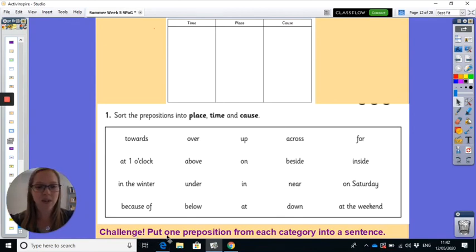And your challenge, if you want a challenge, is to put one preposition from each category into a sentence. So underneath your table, have a go at writing one sentence for each category. You don't have to write a sentence for each word. Choose one time preposition, put it into a sentence, one place preposition, put it into a sentence, and one cause preposition and put it into a sentence. Okay? That makes sense? Right.